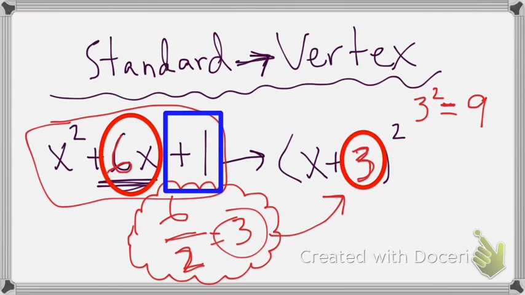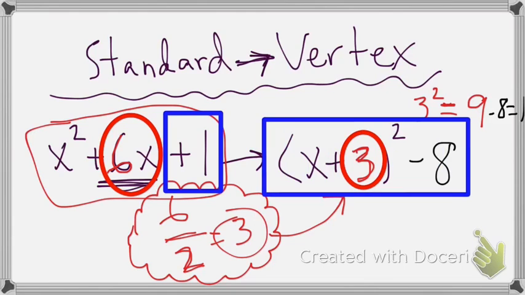Subtract 8. Since 9 minus 1 equals 8, nope, sorry, number dyslexia. Since 9 minus 8 equals 1, we have to subtract 8 out there, and then we'd be done. And now it would work the right way. Because if we did that 3 squared to 9, but then subtract this 8 out here, that's going to get us back to what we need on the standard form.